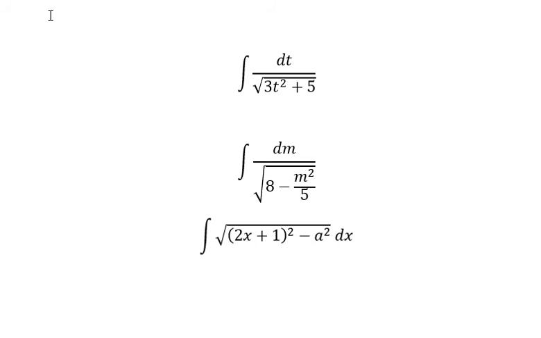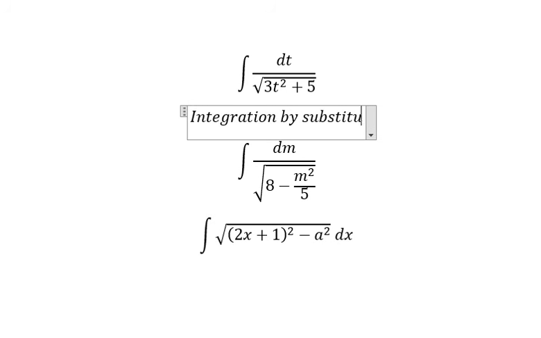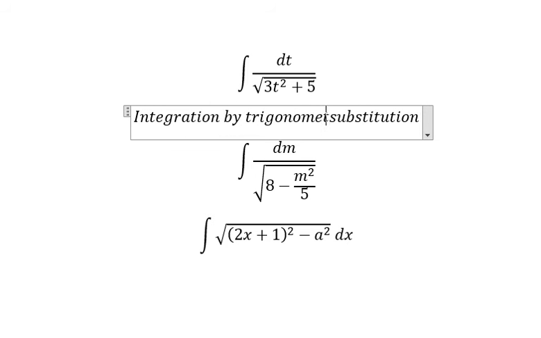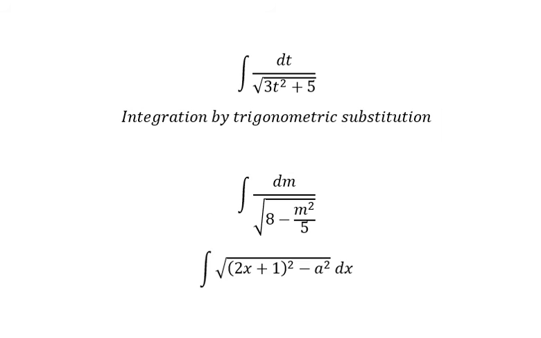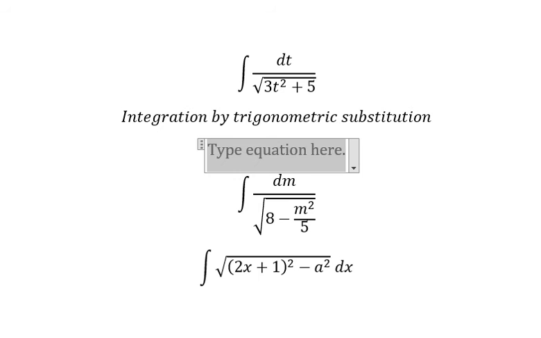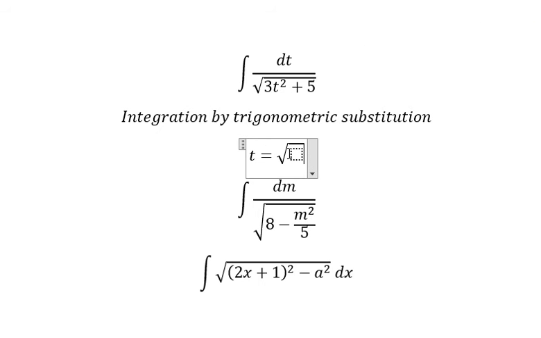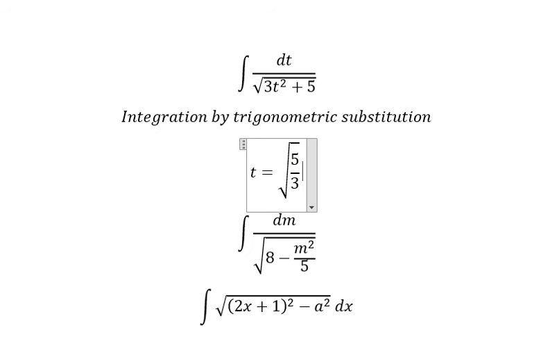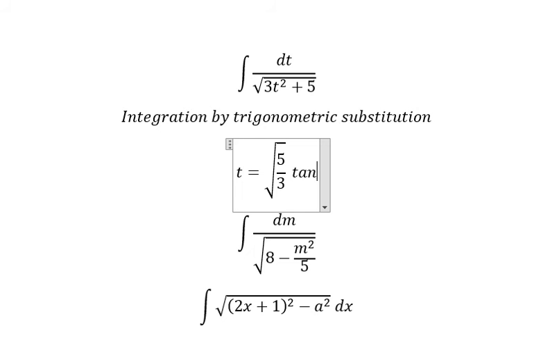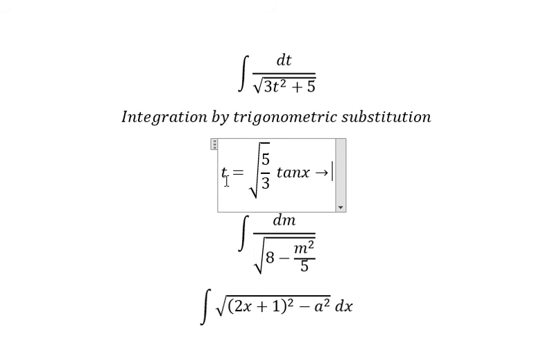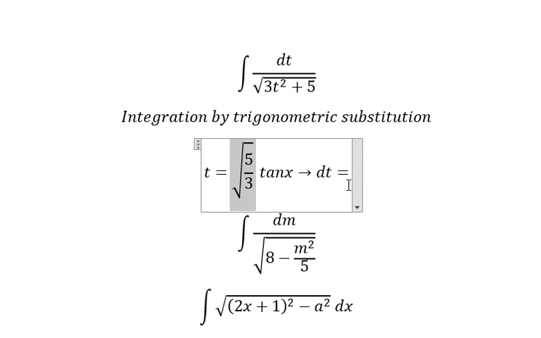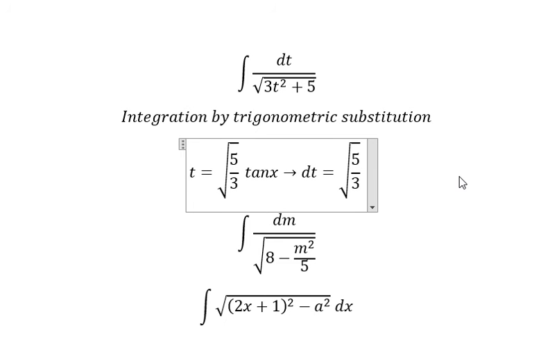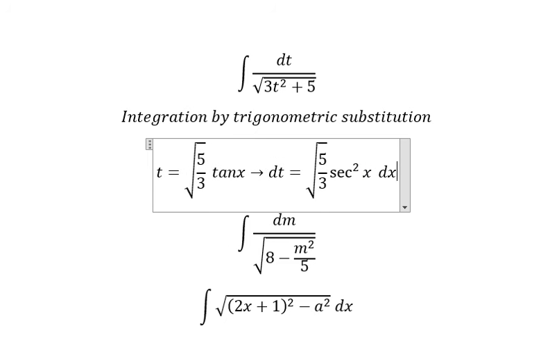Question number 3. We need to use integration by trigonometric substitution. So I will put t equals the square root of 5 over 3 tan s. So if we do first the derivative for both sides, we get the square root of number 5 over 3 secant of s square ds.